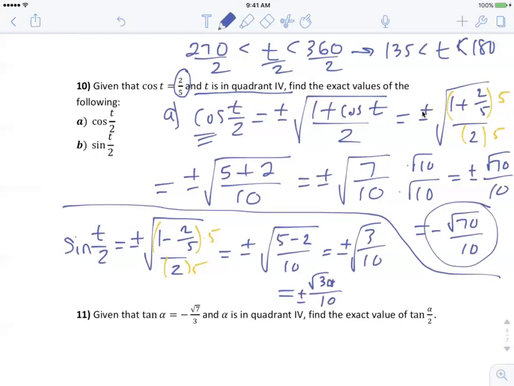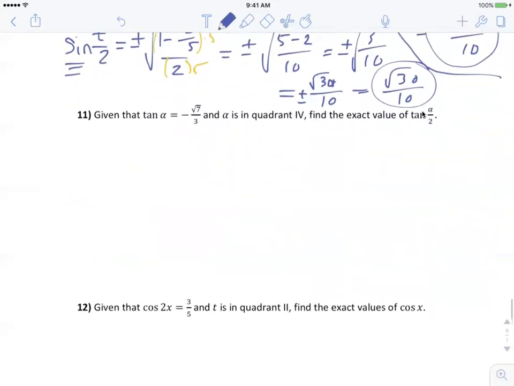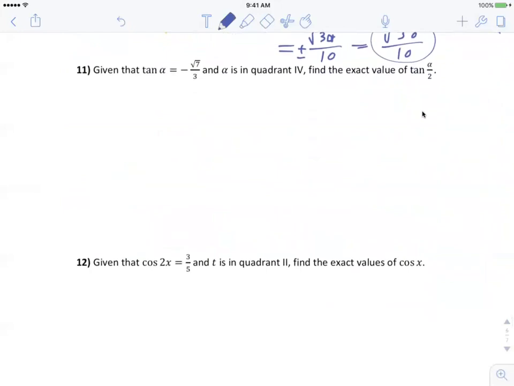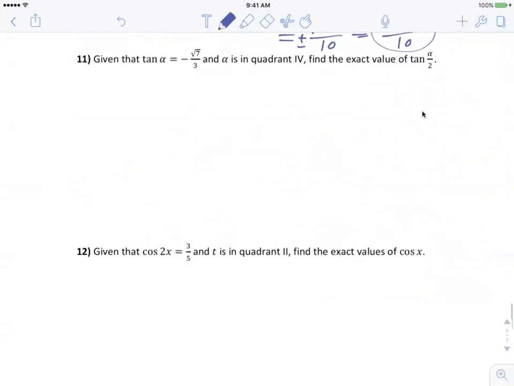And then how about sine? We still know that t over 2 is in that quadrant 2, right? So what do we know about sine in quadrant 2? Because this one's a sine. Sine in quadrant 2 is always positive. The y value is positive in quadrant 2. So this one's positive root 30 over 10. Okay. All right, use the identity and some unit circle knowledge, and you should be okay.